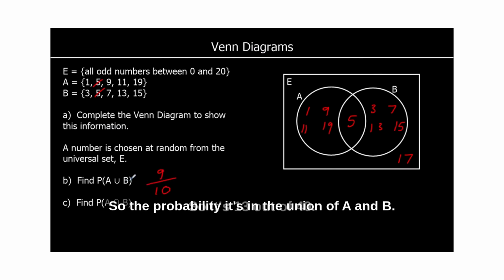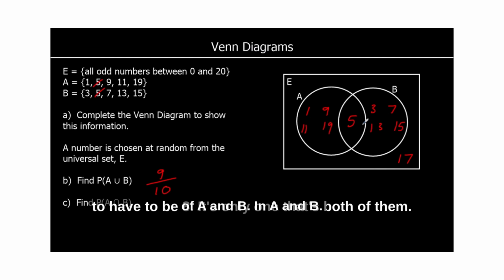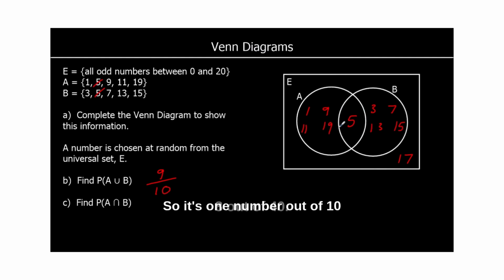So the probability it's in the union of A and B, so in the A circle or the B circle, is 9/10. Find the probability it's in the intersection of A and B. There's only one number in the intersection of A and B, in A and B. So it's one number out of 10 in total, so 1/10.